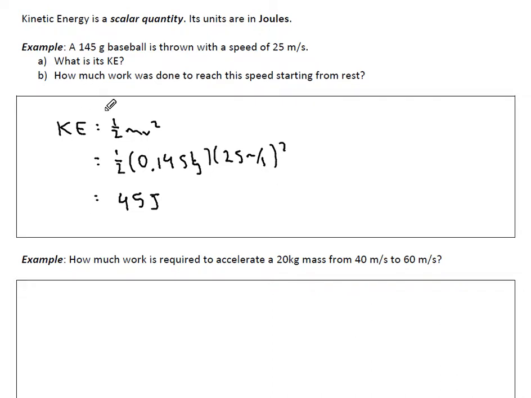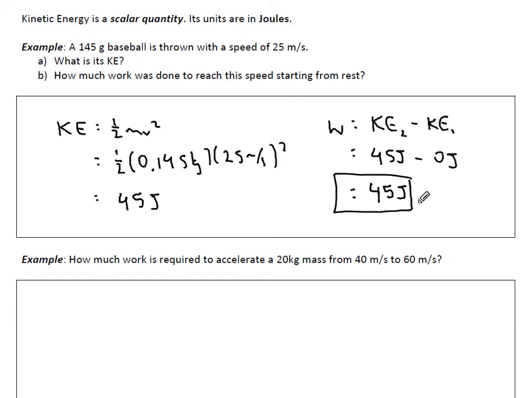How much work was done to reach the speed starting from rest? Well, the work is just equal to the change in energy, so KE2 minus KE1. 45 joules is what it currently has. If it was at rest, that means it must have been 0 joules. So 45 joules of energy, and that's our answer.